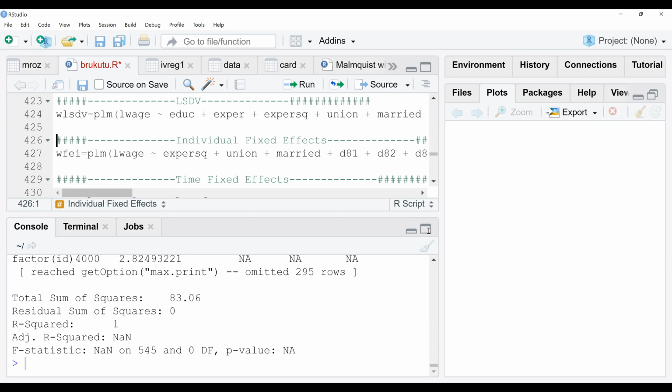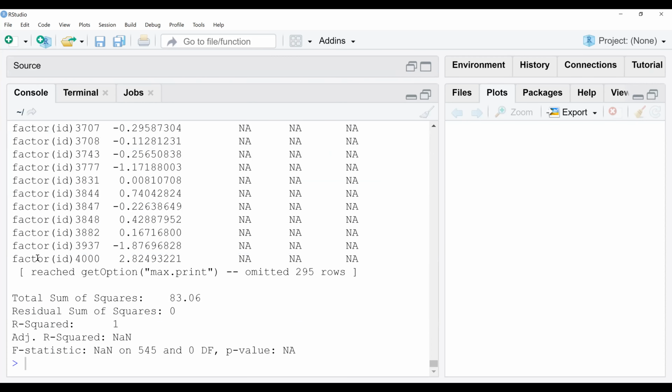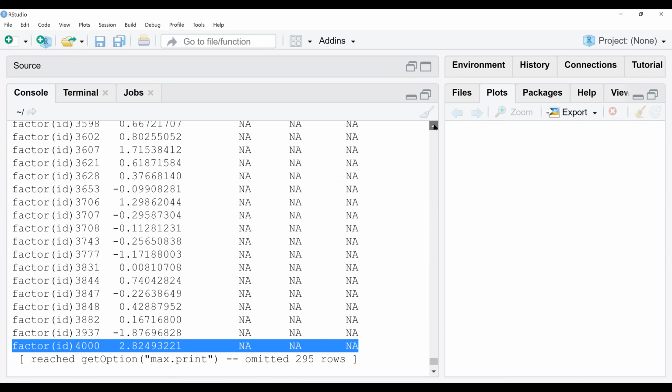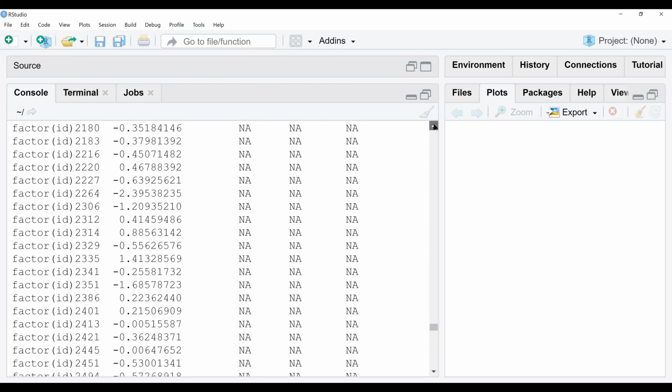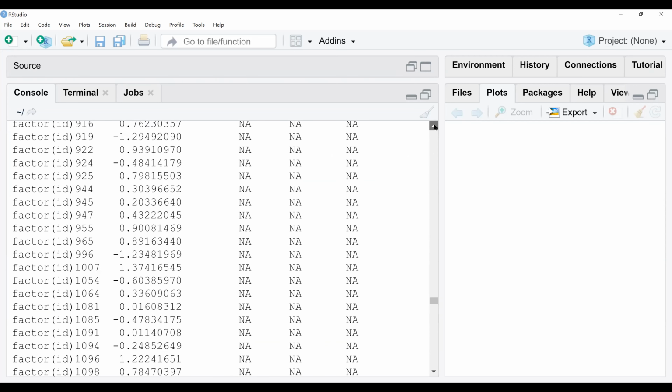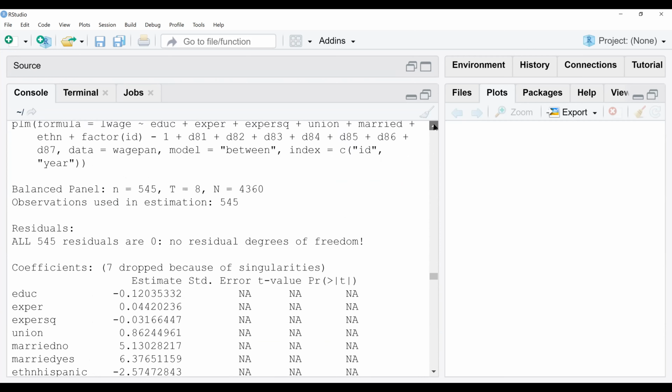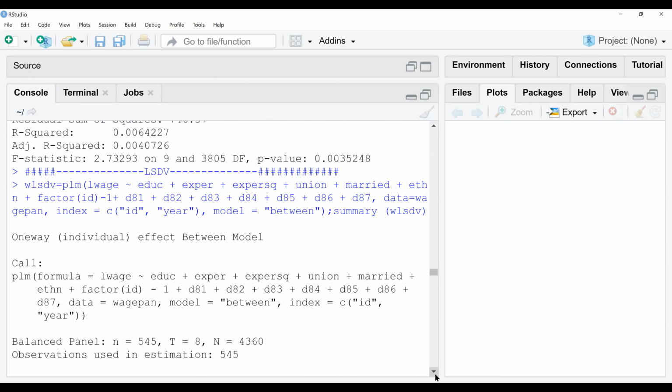So what it does is that for each factor, if the factors are up to 4,000, maximum printing cannot even be obtained. The residual sum of squares is 0. The R square is 1. The p-value is not even available because in this case, the individual factors are so many. So when you go through, it takes the entire space of all of the information that you have.